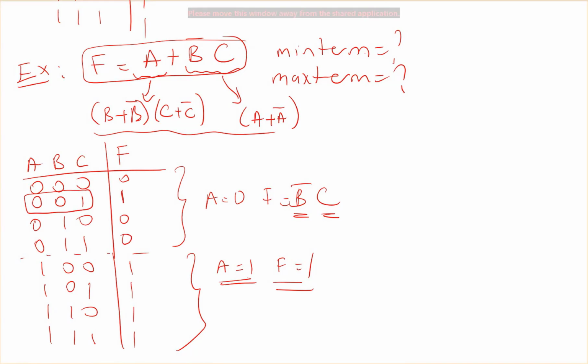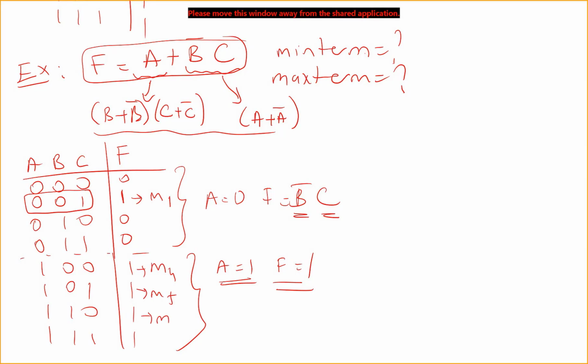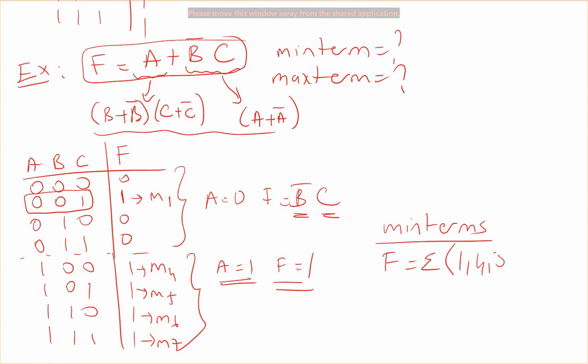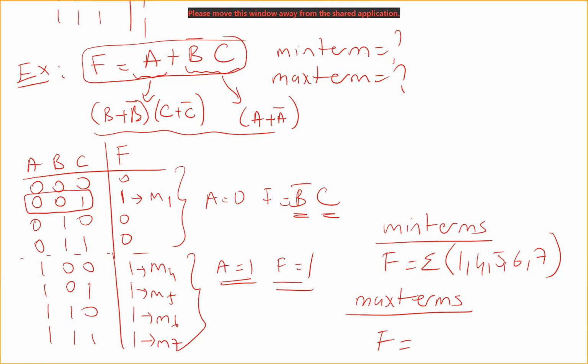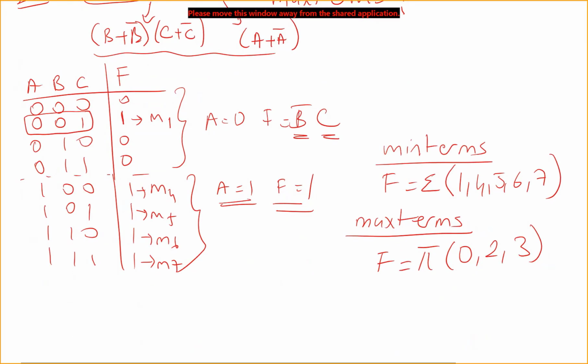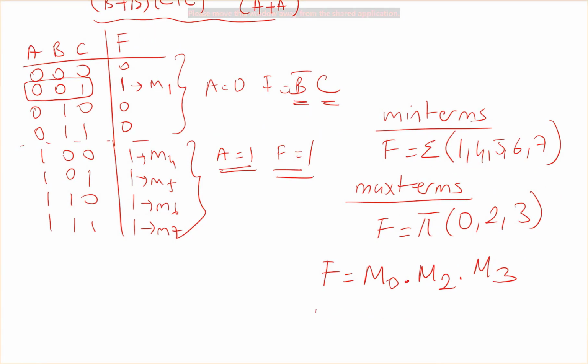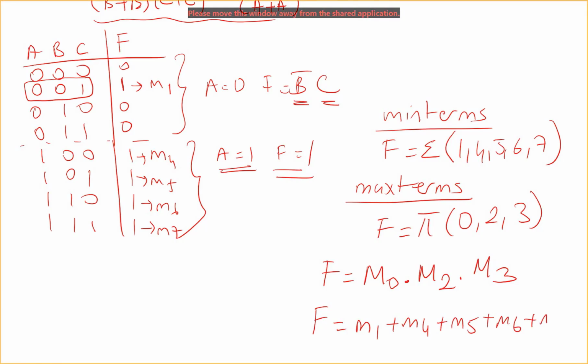So from this truth table, I see this is my m1, this is m4, m5, m6 and m7. So these are my minterms. So for the minterms, my f is 1, 4, 5, 6 and 7. For the maxterms, once you know the minterms, you can easily write the maxterms, given as 0, 2 and 3. So you can say my f is the product of maxterms M0, M2 and M3, right? Or you can just say f is equal to m1, m4, m5, m6 or m7.